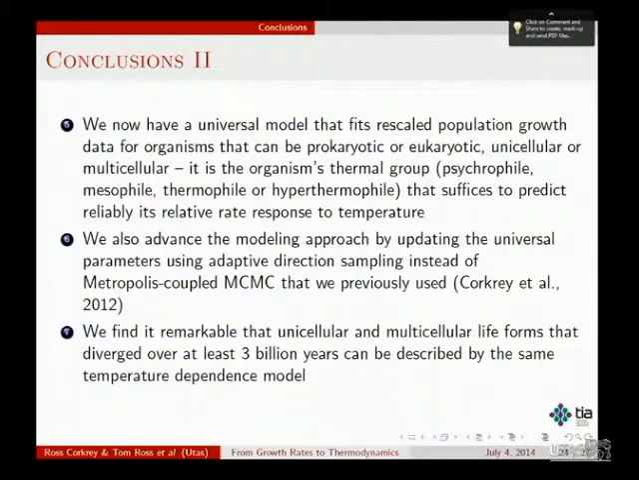So we've got a universal model which can fit, at least at the moment, to rescaled population growth data. We don't care if you're a prokaryote or a eukaryote, we don't care if you're a unicellular or a multicellular organism. All we care about is what your thermal group is, what your T-opt is, perhaps. And that suffices to predict your relative growth rate's response to temperature. Along the way, we've made some progressive advances in how we fit this model, and most recently we've been using adaptive direction sampling. But the bottom line is that it's remarkable that we can predict the growth rates of unicellular and multicellular organisms that have evolved over 3 billion years using one model.